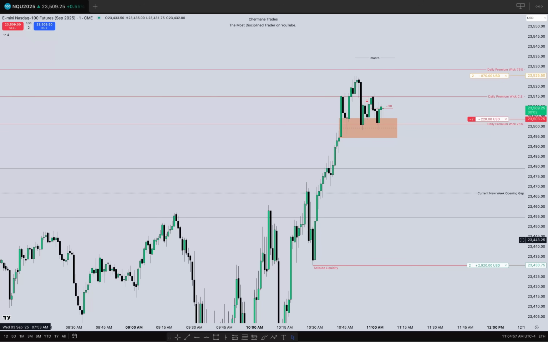Gonna take off the lower quadrant of this wick. I don't like having all this stuff on my chart. Really, the midpoint and the upper quadrant is what I'm basing my trade idea off of.